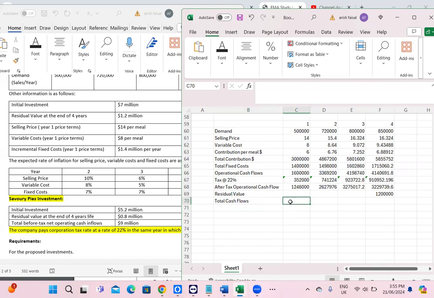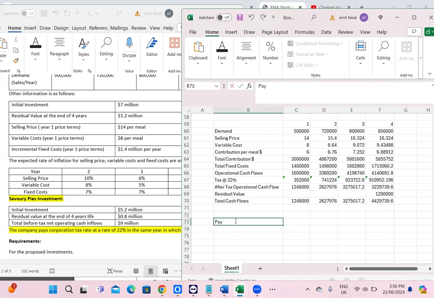So for the first year, it's quite simple. It's going to be after tax operational cash flow. For the second and the third year, it will also be same. However, in the fourth year, you just need to account for the additional 1.2 million, and it will give you a total of this, which is 4.429739 million. Anyways, so now once we have got our total cash flows, things are very easy.